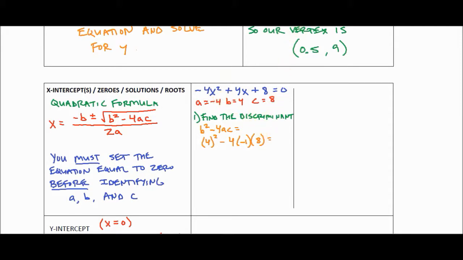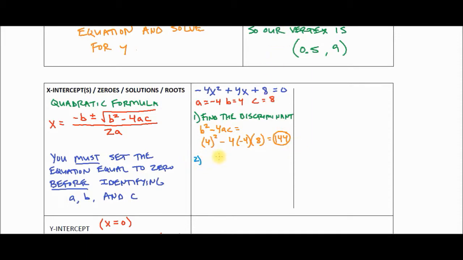So that means it's 4 squared minus 4 times a, which is negative 4, times negative 4 times 8. If you put this in your calculator exactly the way you see it, you're going to end up with the number 144. So that is our discriminant, 144. This makes the next step a whole lot easier.